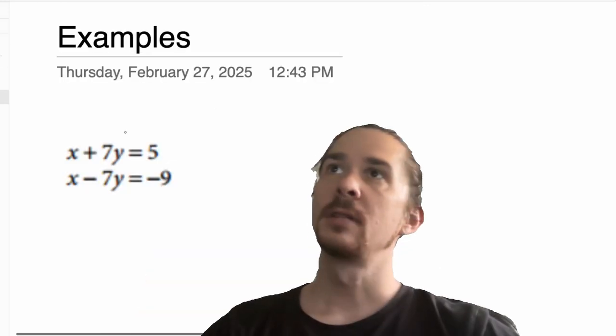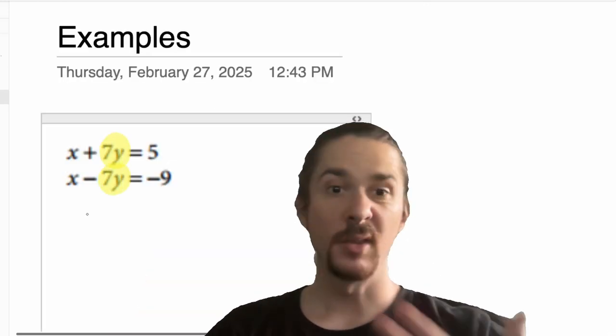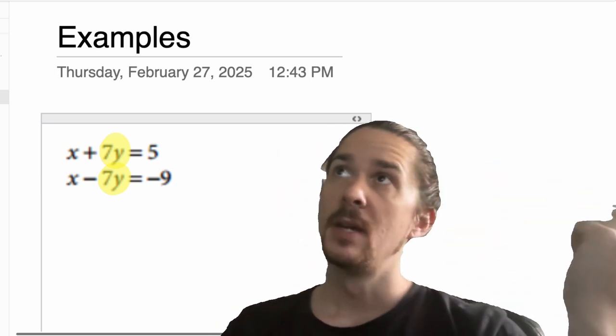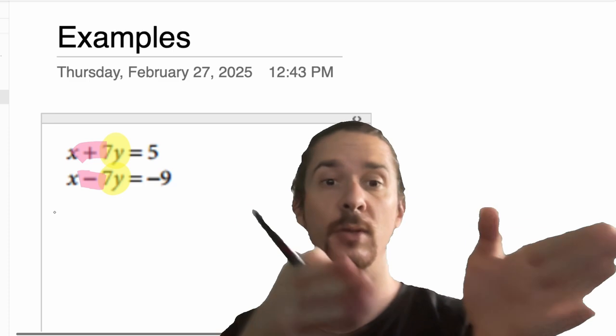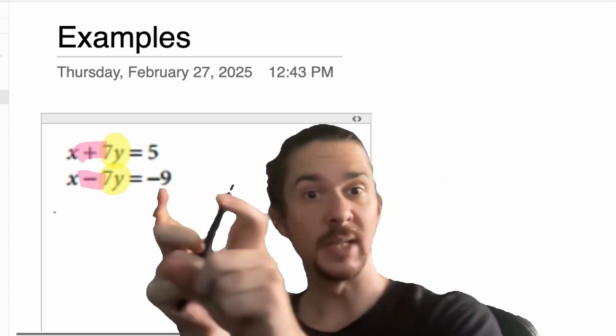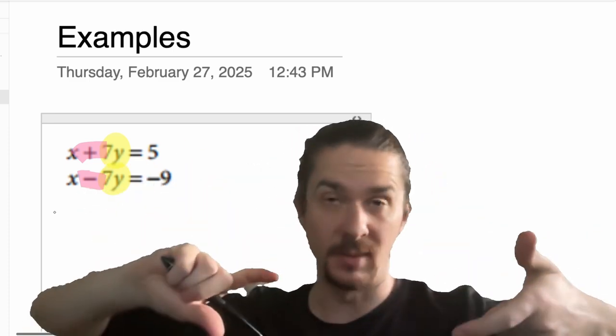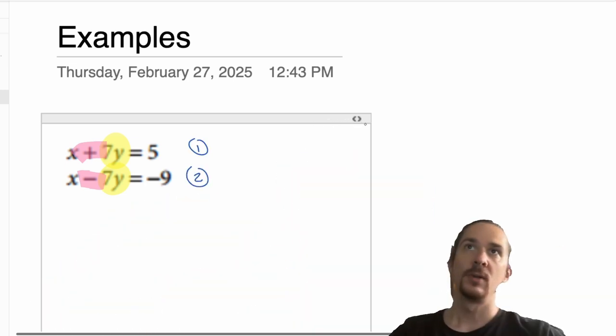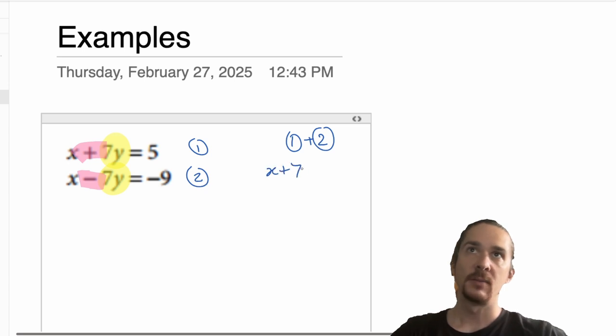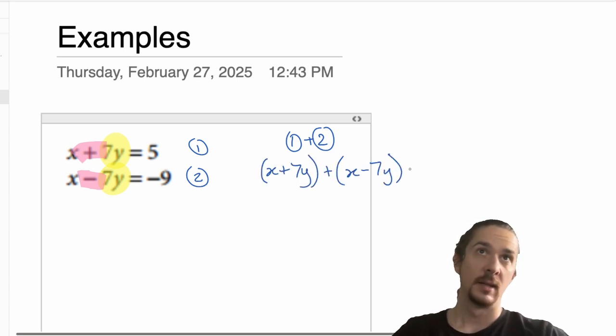So the first thing that I noticed in this one is that we have 7y and 7y. Those are the same, so I think, elimination method. But I do also notice that one is plus and one is minus. So this is slightly different to the example we looked at. The example we looked at had two that were positive, and so we did a subtraction. Because these are opposite, one is positive, one's negative, I'm going to add them together. So we have equation 1 and equation 2, and I'm going to calculate 1 plus 2. So that's going to be x plus 7y plus x minus 7y equals 5 plus negative 9.